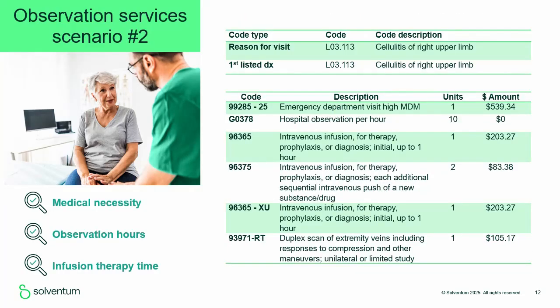Let's take a look at what was coded that corresponds with the scenario we just discussed. Reason for visit, first listed diagnosis, we have the cellulitis of the right upper limb. We notice from the CPT codes, we have the ED visit for the evaluation and management service. We have 10 hours of observation time. We have an initial 1 hour infusion. We have a sequential IV push. We have an additional initial 1 hour infusion with an XU. And then we have that duplex scan of the extremity.